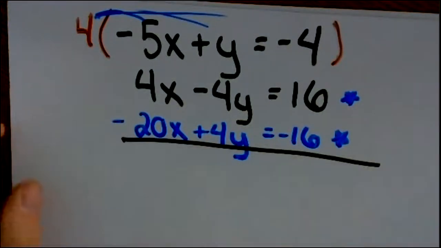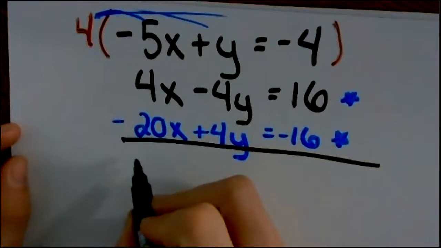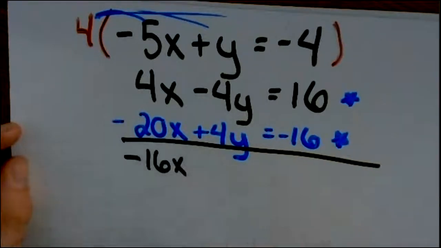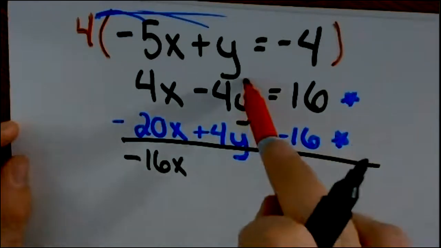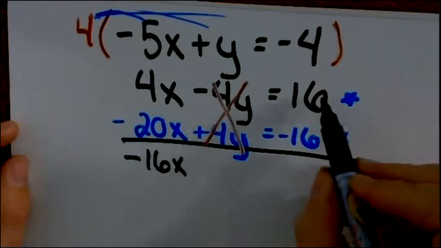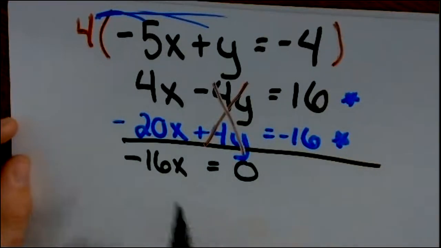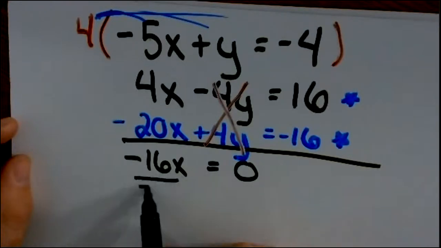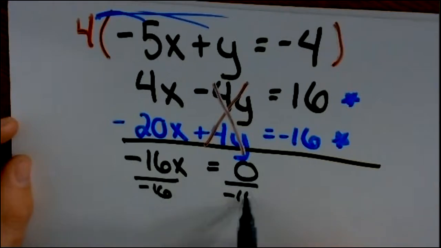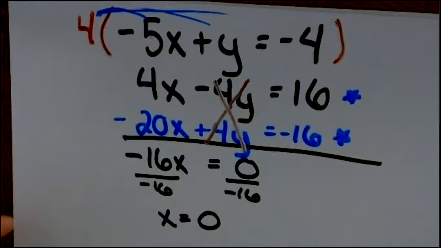So if I add these together, 4 plus negative 20, same as 4 minus 20, is negative 16x. The 4y and the negative 4y will eliminate, they'll cancel out. And 16 minus 16 is 0. So this one works out pretty nice because if I want to solve for x, the remaining variable, I just divide by negative 16, and 0 divided by anything is 0. So I get x equals 0 for the first piece.